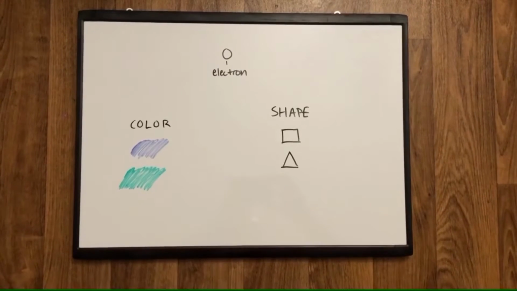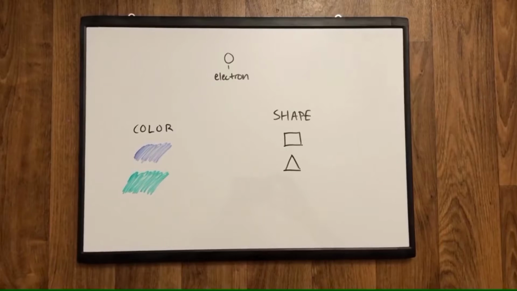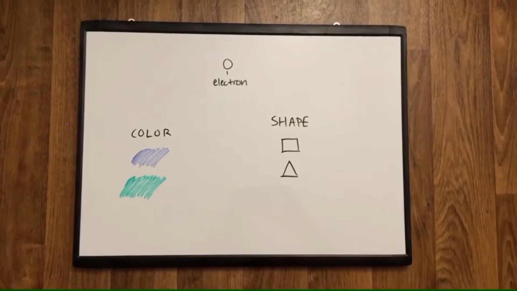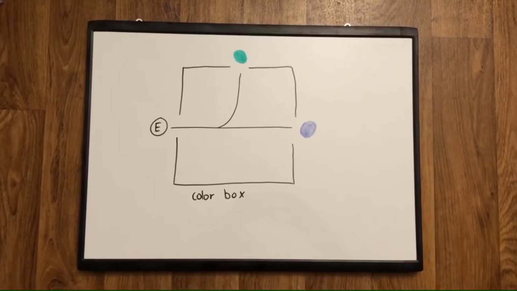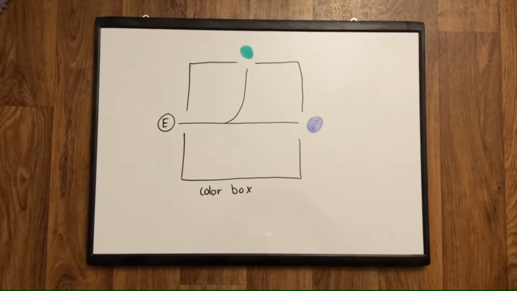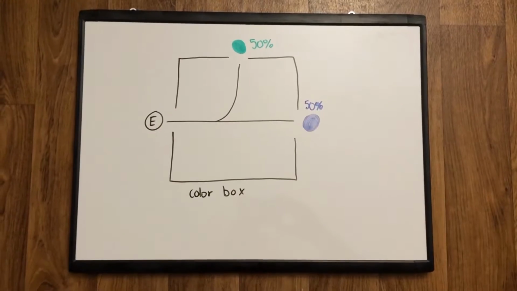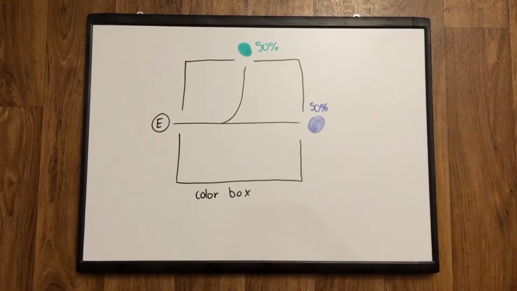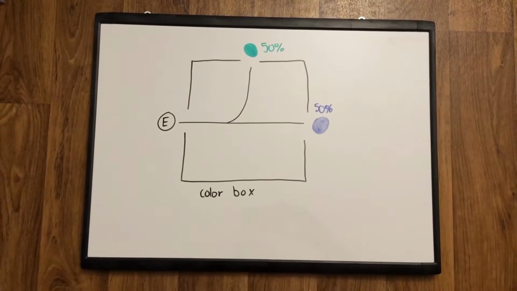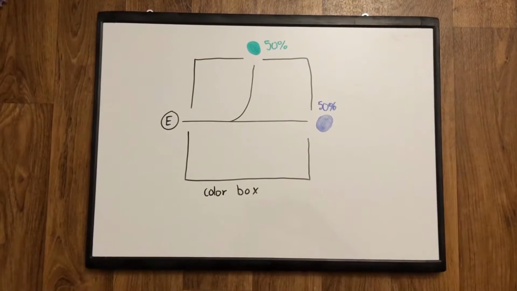So let's start off this experiment with testing an electron. We're going to test it for two characteristics. In order to test the color of the electron, we need to put it through a color box. After running the experiment, we are able to see that there is a 50% chance of the electron coming out as either blue or green.